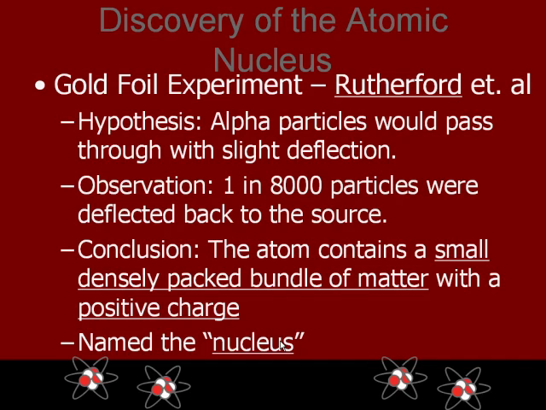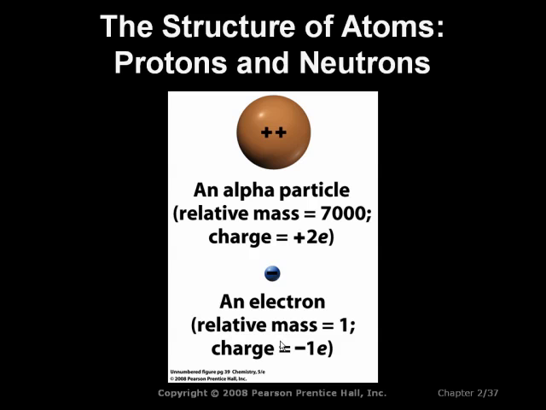Let's look at the structure of an alpha particle. An alpha particle basically has a +2 charge because it has 2 protons.